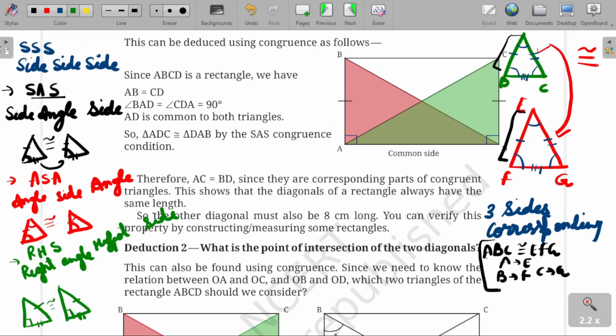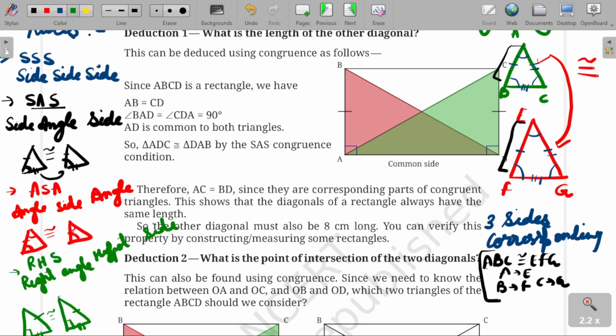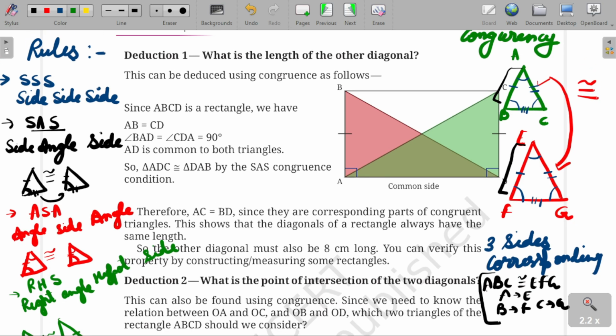You must revise this concept. For this, I'll give you another video where I will explain the concept of congruency for the basic understanding. Yeah, let's use it now.